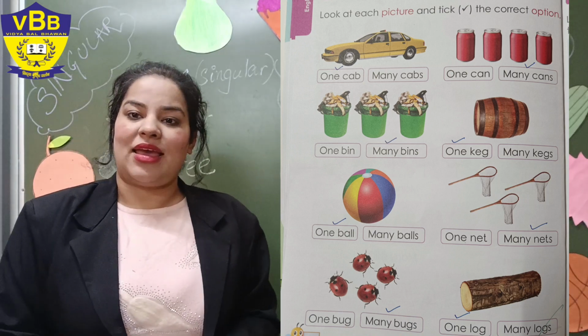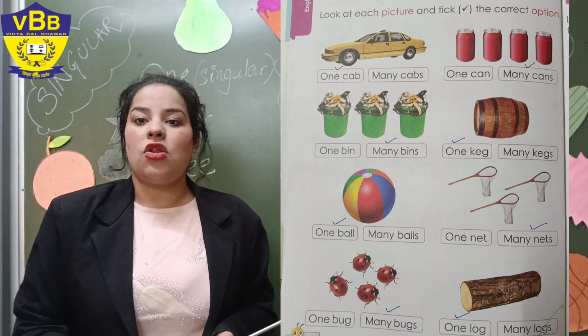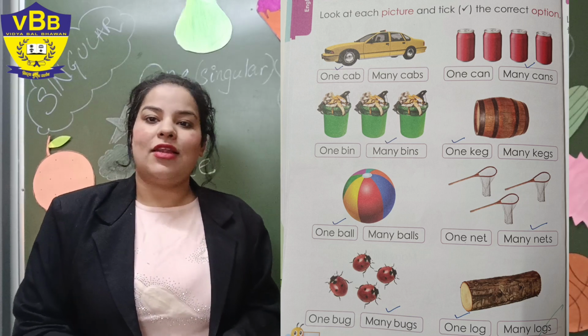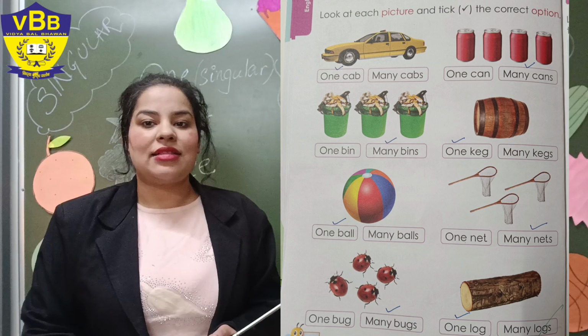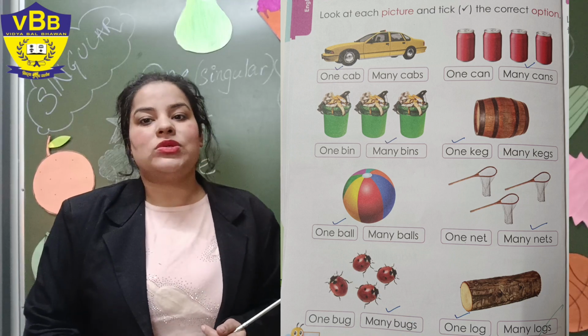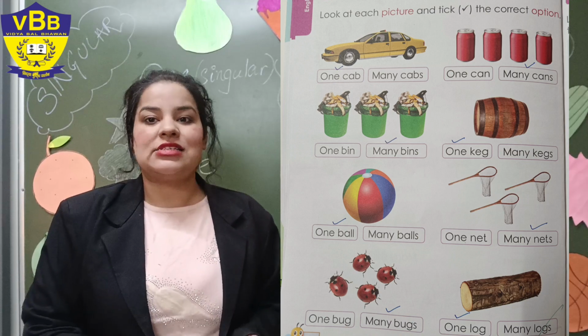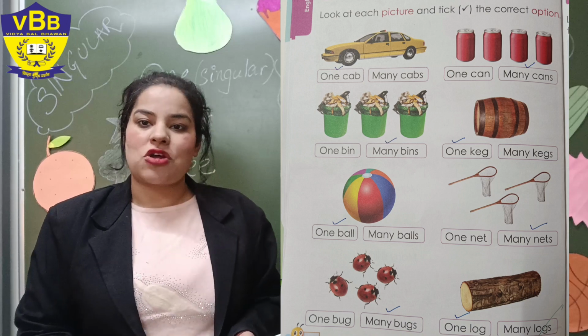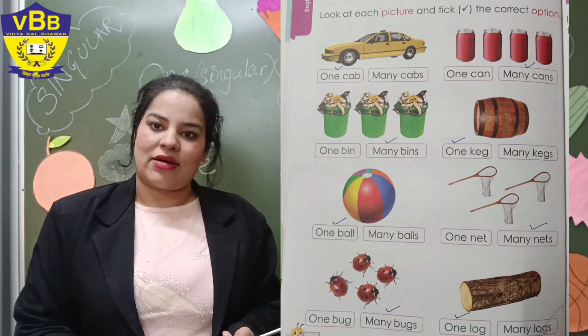Now the last one, which picture is this? Log. L-O-G, log. How many logs are there? 1. So we use one for one object, and this is one log. So take the first option, one log.